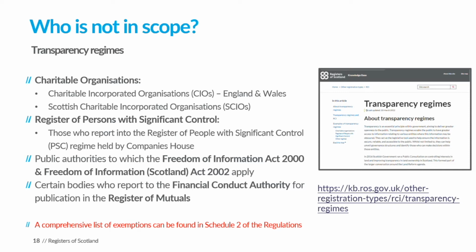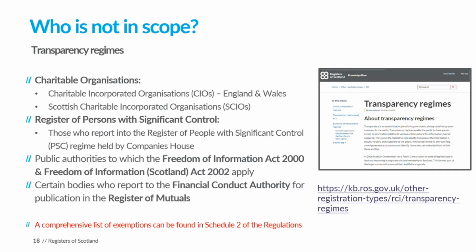Based on this, you will automatically be out of scope of RCI if you are already subject to another listed UK transparency regime, as the relevant information is already in the public domain. There is a full and comprehensive list of transparency regimes in Schedule 2 of the RCI regulations, and there are a number of examples on screen.